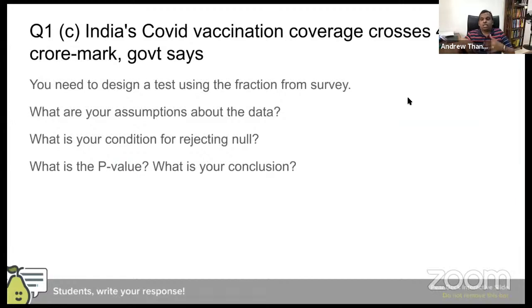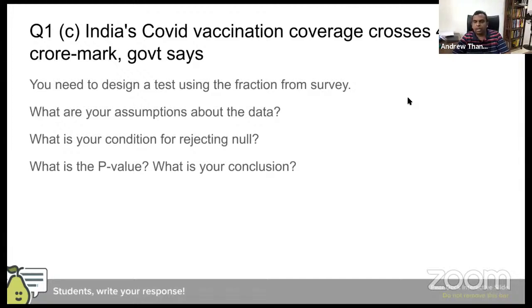So now you're going to start using the survey result in your test to figure out and conclude whether or not p equals 0.53 is something you're going to accept or reject. So what will your test be? What will be your condition for rejecting the null, and what is the p-value? And what's your conclusion? So take some time. You remember the samples, right? You remember 31 samples, 21 yes and 10 no.